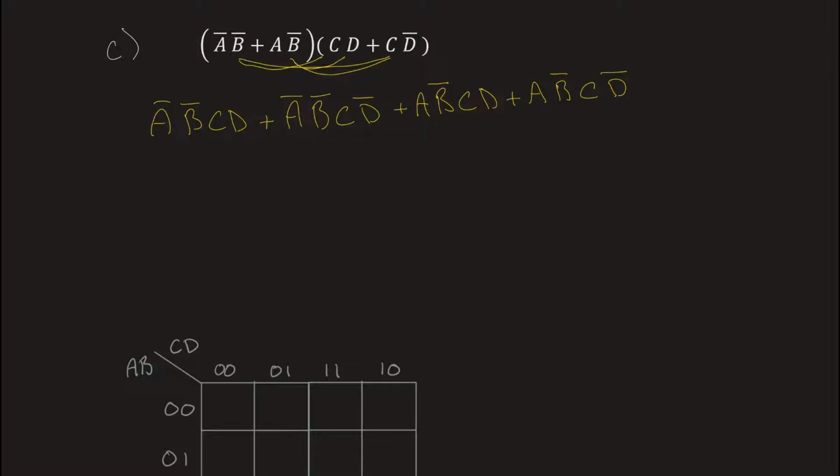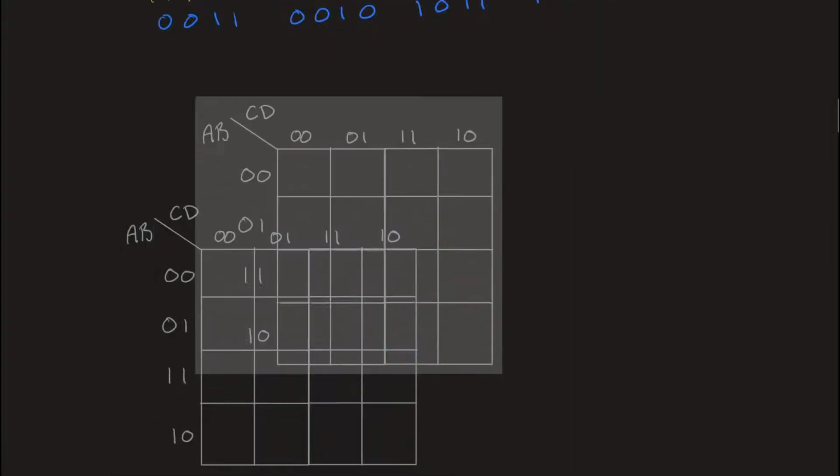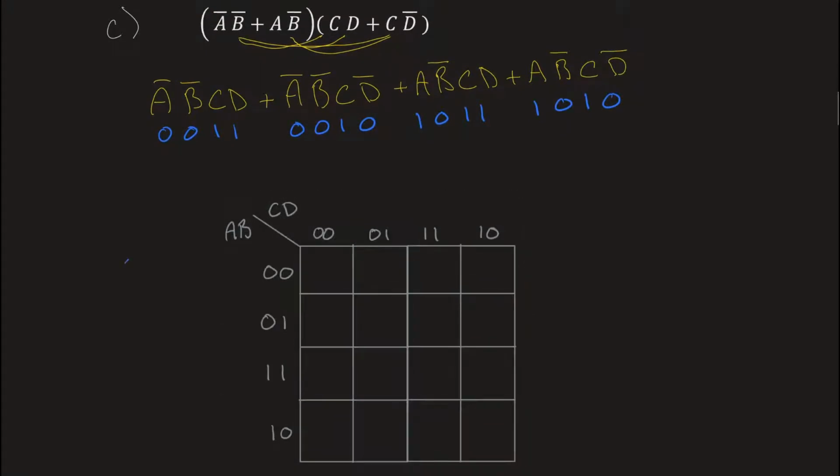So we can go straight to finding out where this circuit is true. It's true at 0, 0, 1, 1, at 0, 0, 1, 0, at 1, 0, 1, 1, at 1, 0, 1, 0. So those are the locations it's true. Bring this back up and let's fill it out. I've got a 1 at 0, 0, 1, 1. So 0, 0 row, 1, 1 column. 0, 0, 1, 0. That's here. 1, 0, 1, 1 is here. And 1, 0, 1, 0.